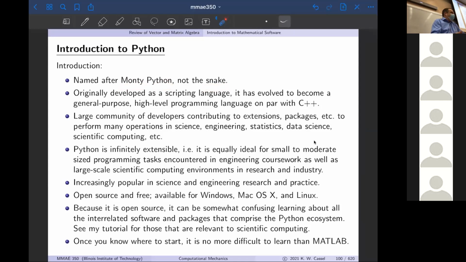Well, of course, that's a snake. So people use it in the wrong way. Okay, so anyway, it's Monty Python, just so we're clear on that. That's the most important thing you need to know about Python.